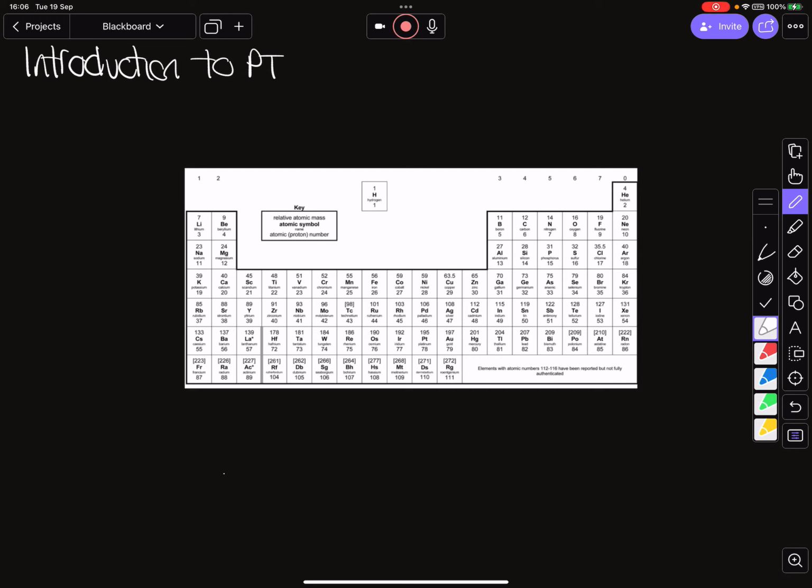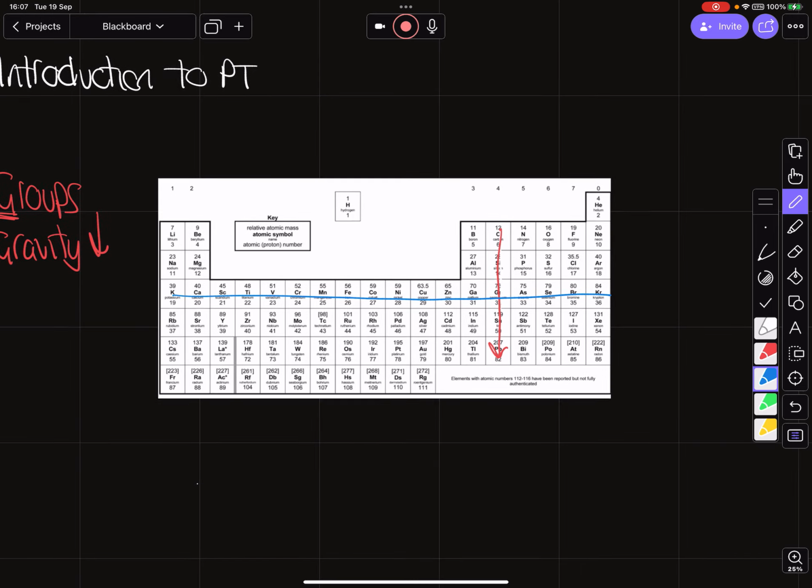Well, the things that go down your periodic table, these guys here, we call them groups. So in my head, groups are like gravity and they fall down. So the groups are what goes down. Scientists call the rows that go across periods.